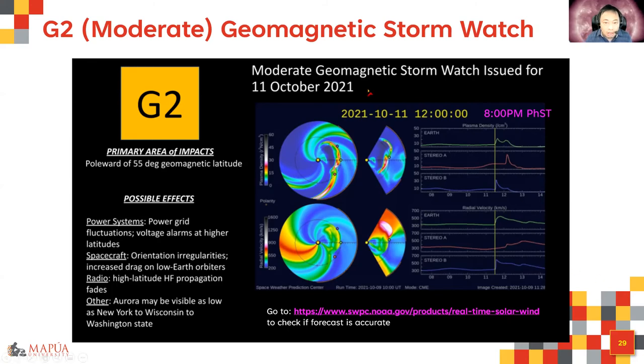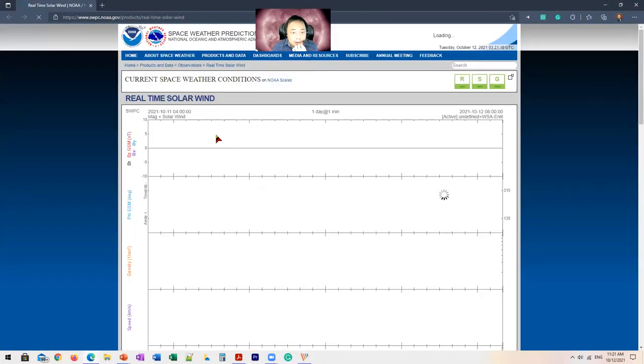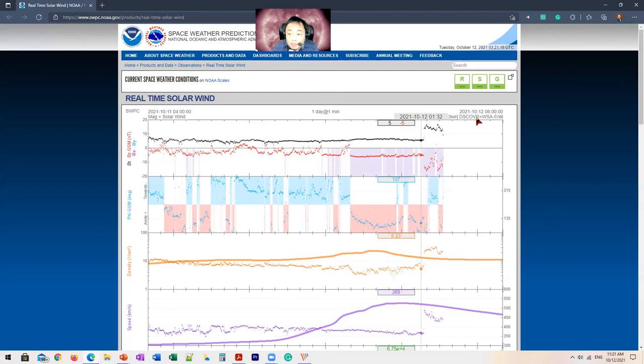Okay, so let's see if we could check whether this forecast is successful. Let me stop sharing my screen. This is the real-time solar wind coming from the DSCOVR satellite. The red line is your ENLIL prediction. This is your magnetic field. Red is the Z component of the magnetic field, which will be very important for our next topic on geomagnetism. The black line is for your geomagnetic field.